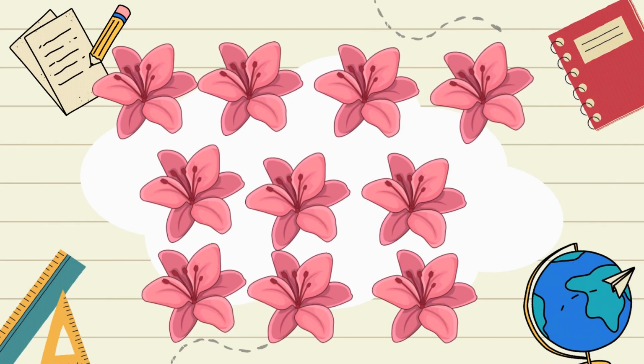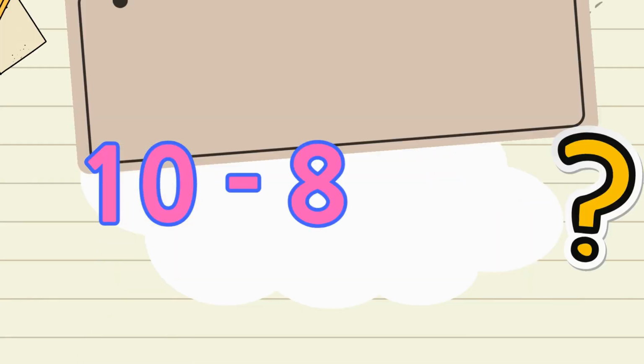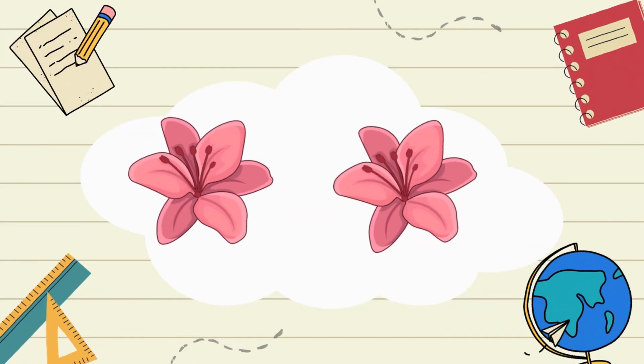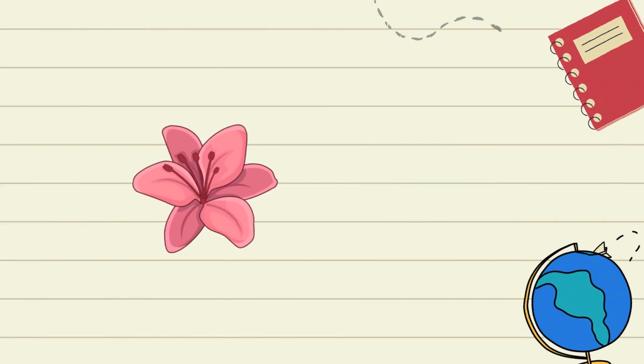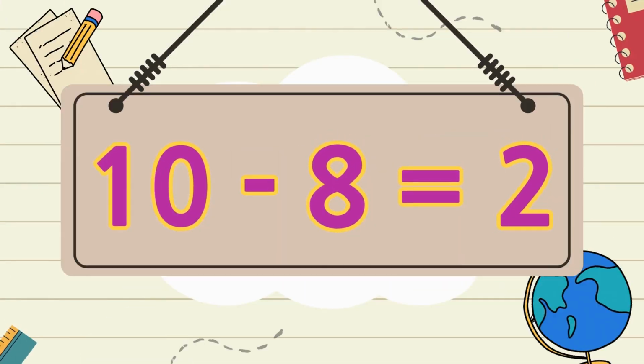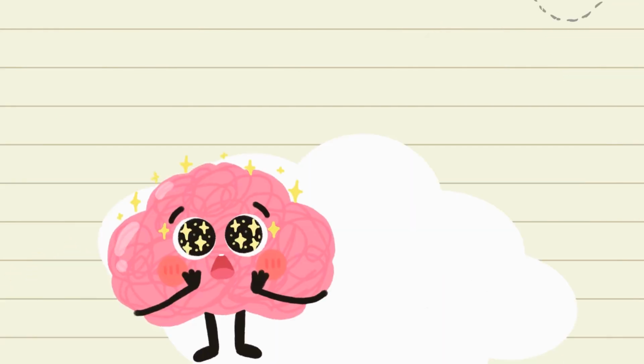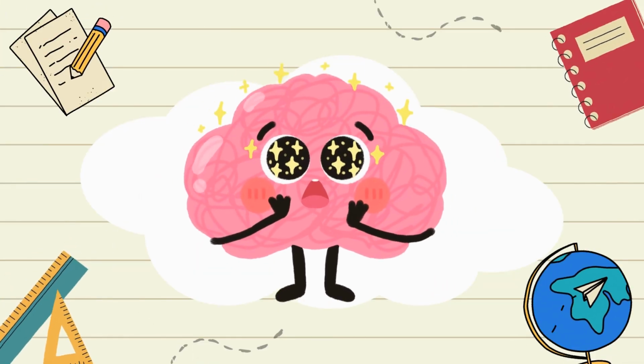10 azaleas were blooming beautifully. 8 of them disappeared. How many azaleas are left? The answer is 2 azaleas. So 10 minus 8 is 2. Wow! Daisy is amazing.